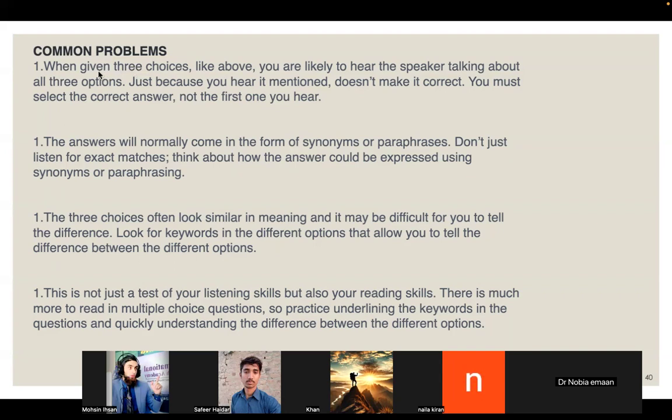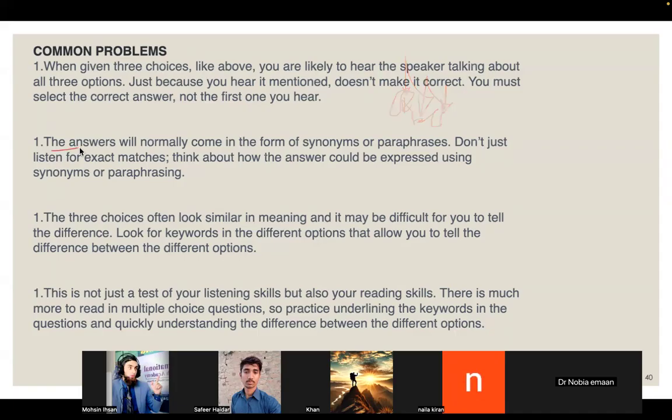Now, in common problems, when you are given three choices like above, you are likely to hear the speaker talking about all three options. Just because you hear it mentioned doesn't make it correct, right? All three options will be heard by you, but that doesn't mean all of them are correct. You must select the correct answer, not the first one you hear. You will hear A and B and C, but you have to choose which one is emphasized, which one is chosen, and which one the speaker agreed with. That is the right option, right?